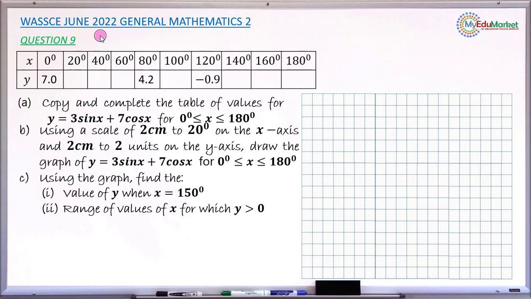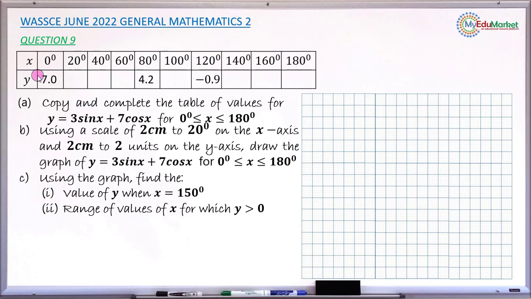This is WAEC June 2022 General Mathematics Paper 2, and we are answering question number 9. The question says copy and complete the table for the values of this trig function y equals 3 sin x plus 7 cos x for values of x ranging from 0 degrees to 180 degrees.